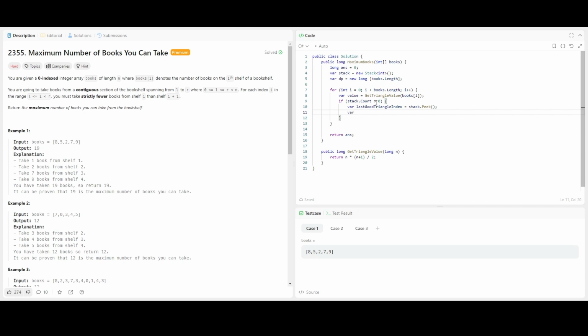And the lesser triangle to get the subsection is the current index minus the last good triangle index. So we want to subtract by the lesser good triangle index, minus that index. How do we add by? Oh, that's the good value.